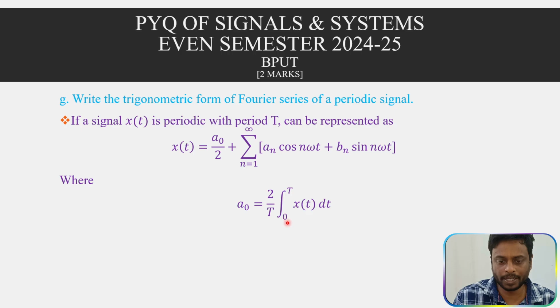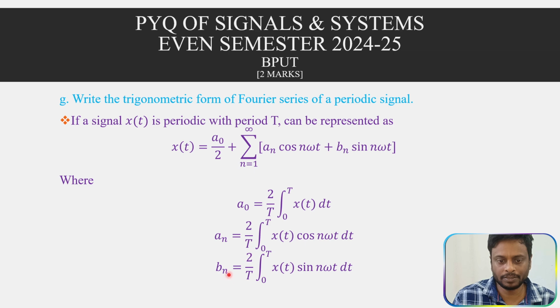So a0 equal to 2 by T, integral 0 to T of x of t dt. Similarly, an equal to 2 by T, integral 0 to T of x of t cos n omega t dt. So you need to find out what is an and bn. So bn also we have 2 by T, integral 0 to T of x of t sin n omega t dt. So this is how the trigonometric form of Fourier series looks like.